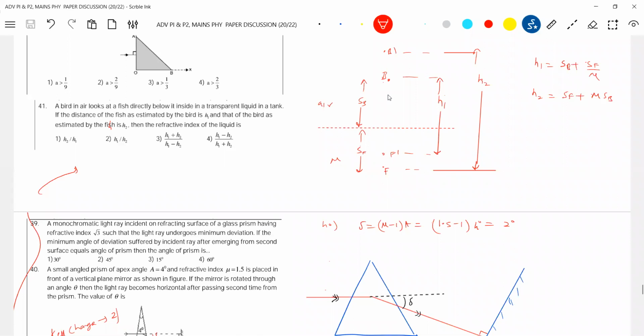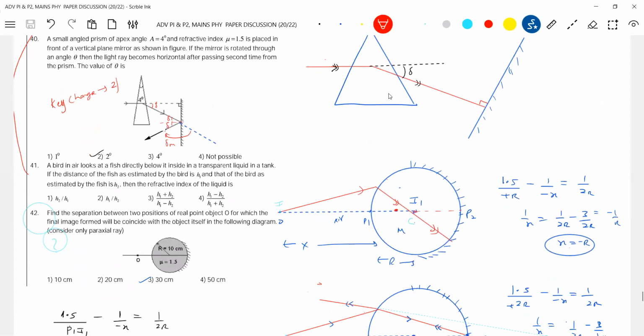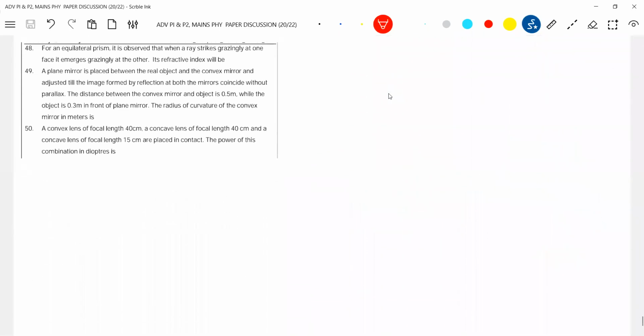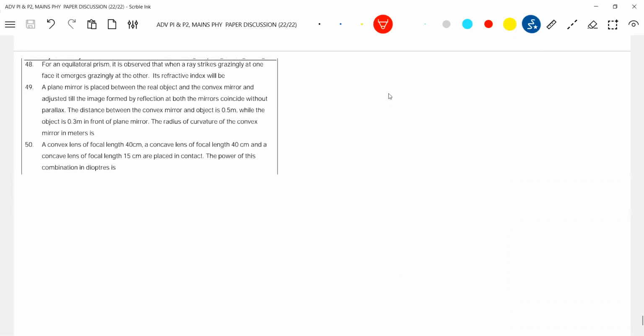Let me check any other questions. 41st, 42nd. Okay, no, we'll end this week. What is the syllabus? Anybody? Wave optics, sir. And vernier calipers and screw gauge, sir. Okay, then yeah. Tomorrow I'll start. We'll discuss some numericals directly.